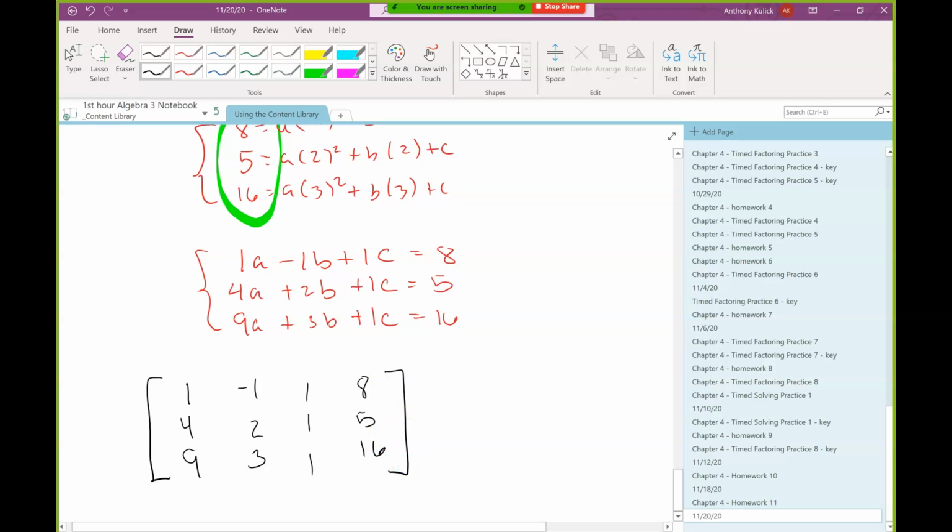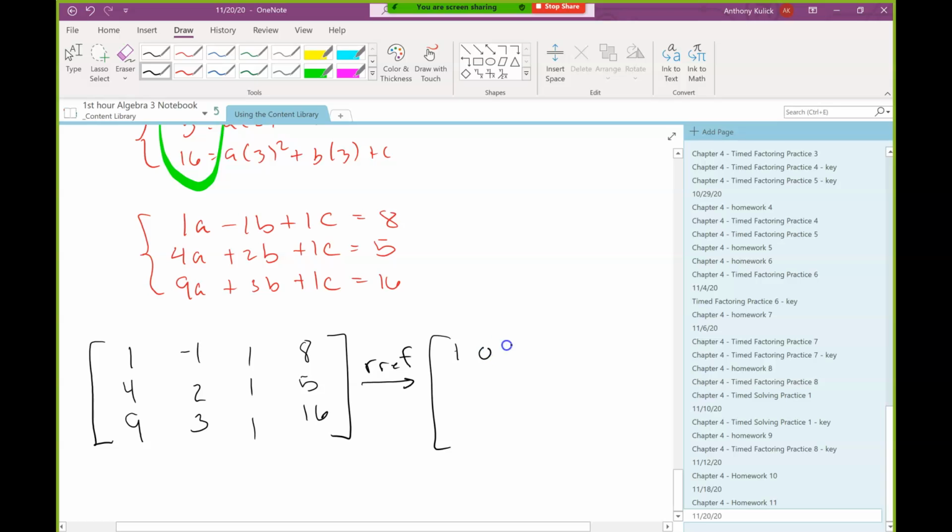So that's what we're going to type into our calculator, a matrix that looks like this. And then we're going to use a command called rref, and it's going to output something that looks like this, and somehow that matrix that the calculator outputs is going to tell us the values for A, B, and C.